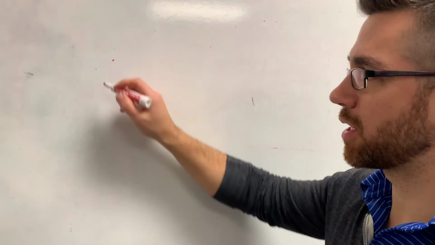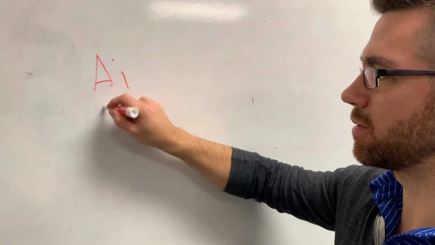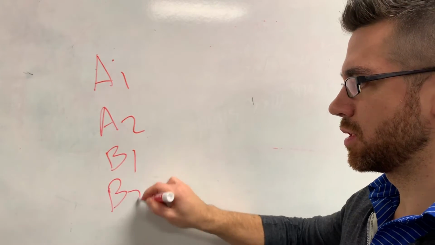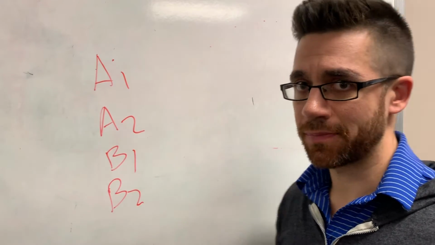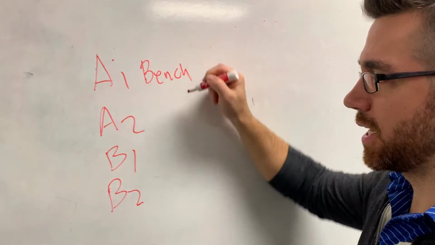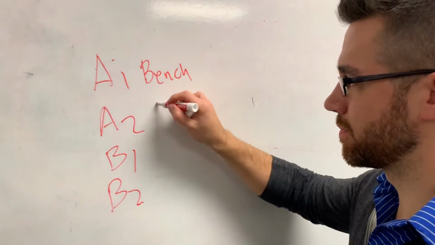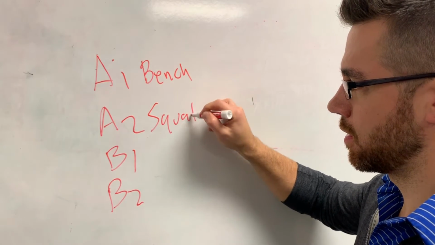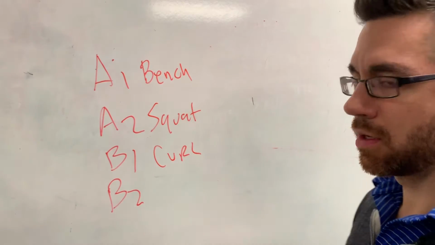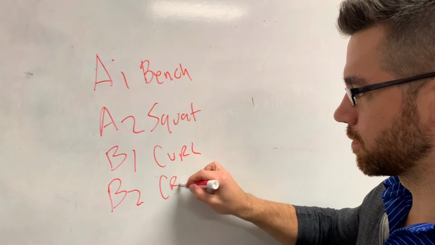So you might see a workout that's written up like this: A1, A2, B1, B2. And we'll stop there because there's a lot to understand. Let's say that the first exercise is a bench press, and your second is a squat. Third one may be a curl. Fourth one may be a crunch.